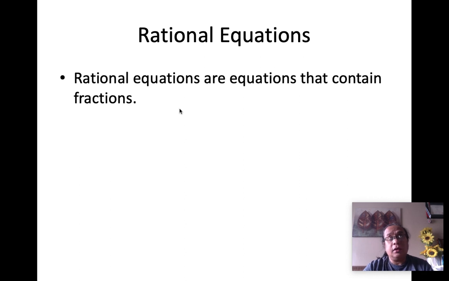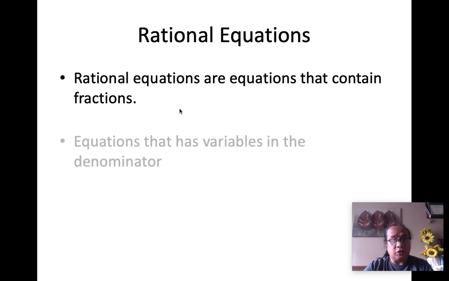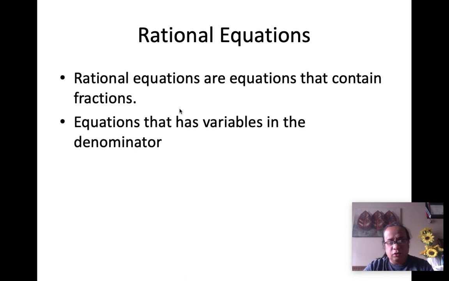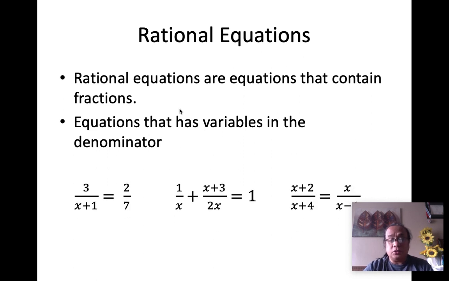Anything that contains fractions is called a rational equation. These are usually equations that have variables in the denominator. So you have the following examples here. You have 3 over x plus 1 equals 2 over 7. So this one has fractions on it.